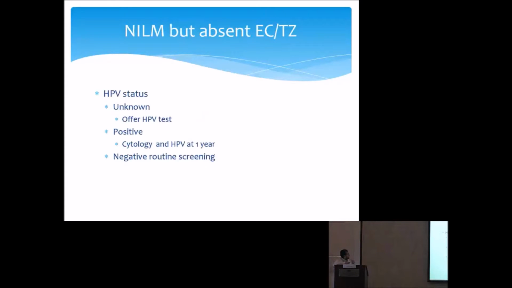What about if you have negative intraepithelial lesion or malignancy, but you have an absence of the transformation zone and endocervical cells? Offer them HPV testing if it's not done. If it's positive, you could do a cytology and HPV at 1 year, and based on that result, if both are negative, then they go back to routine screening. If one of them is positive, then they go for colposcopy. If it is negative, then they go back to routine screening.